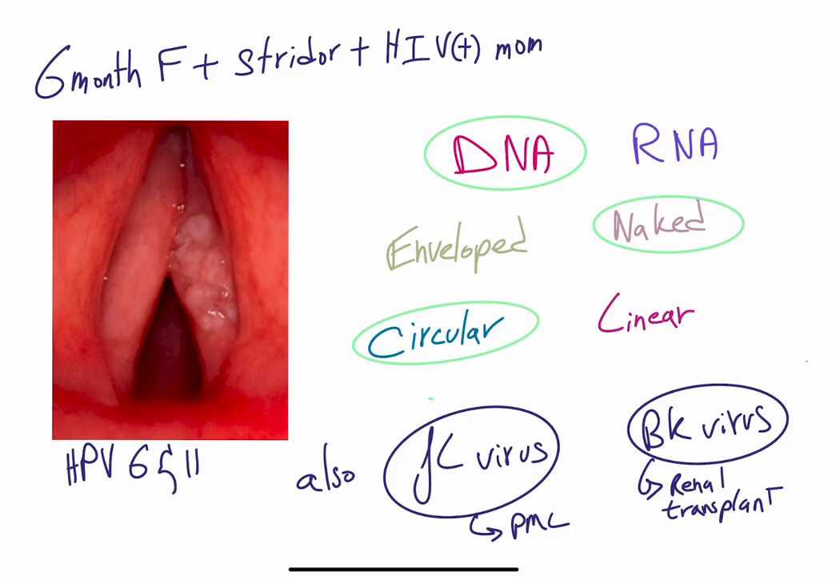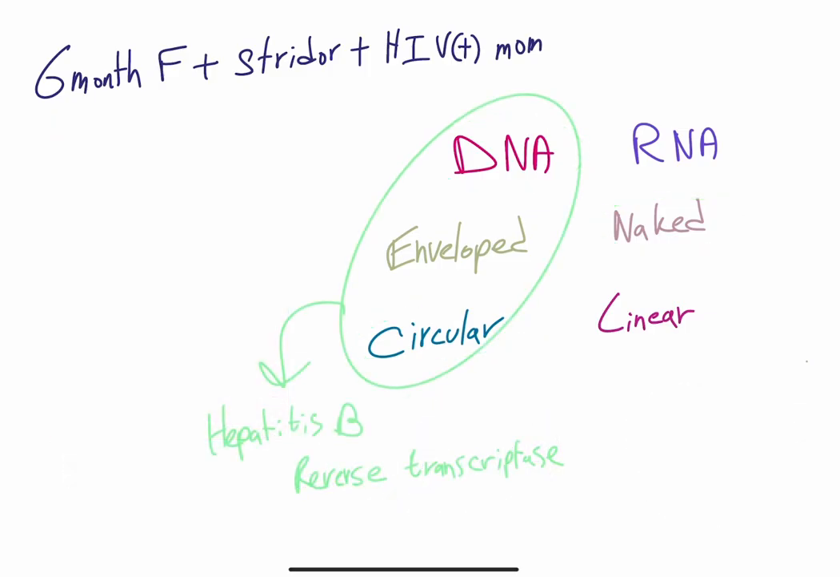Now we're going to run through the other viral structure options. Now this is where they might try to trip you up, so let's see if we can lock in. So DNA enveloped circular. This is hepatitis B. You have to know this. Even though it's a DNA virus, it replicates via reverse transcription.